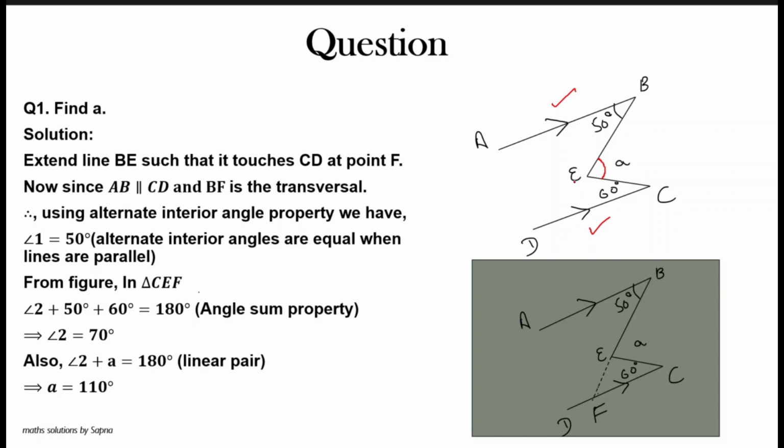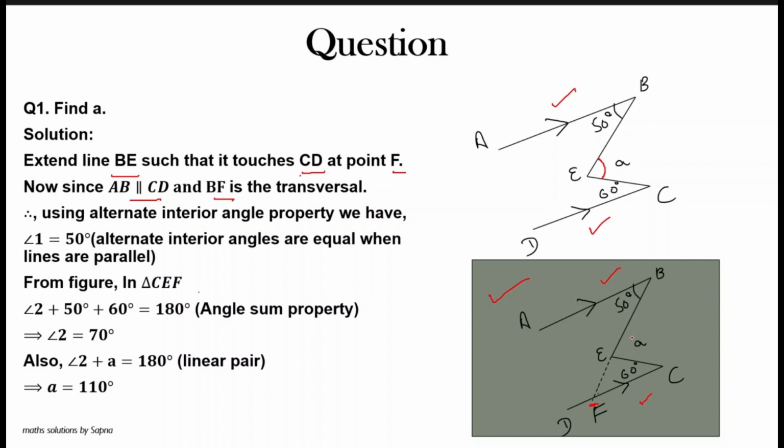There could be other ways also for solving this. We'll be discussing two of them in today's class, right? So what I'm doing is I'm extending line BE such that it touches CD at point F. As you can see in the solution diagram, I have extended BE and it's touching CD at point F, right? Now, since AB is parallel to CD, I have a complete transversal BF which is touching AB as well as CD, right?